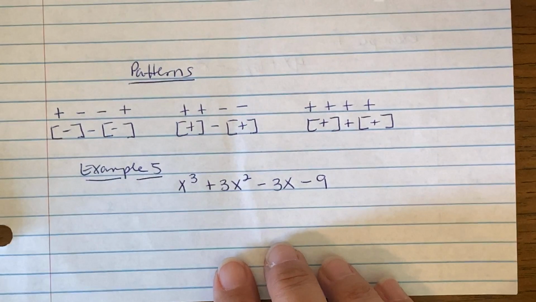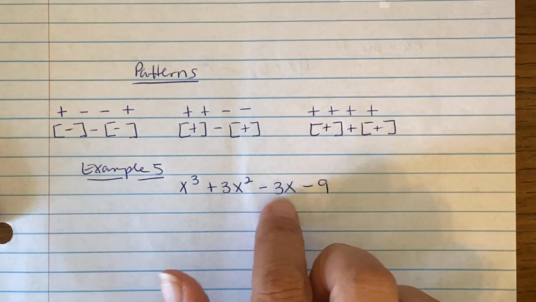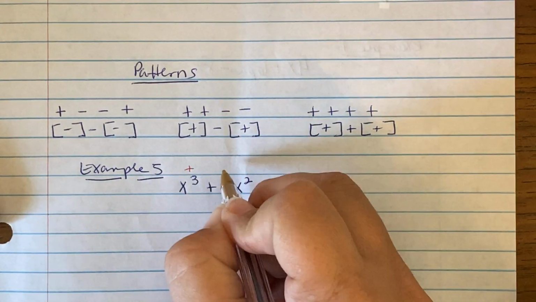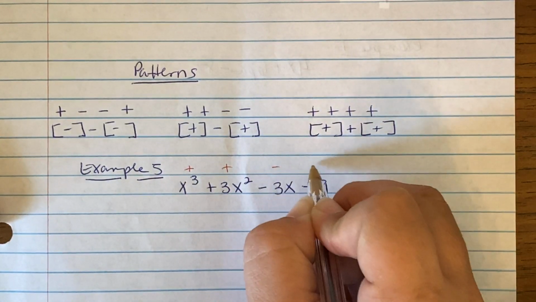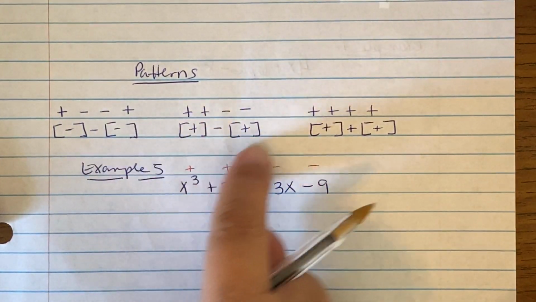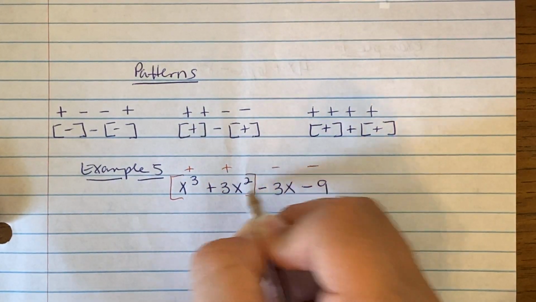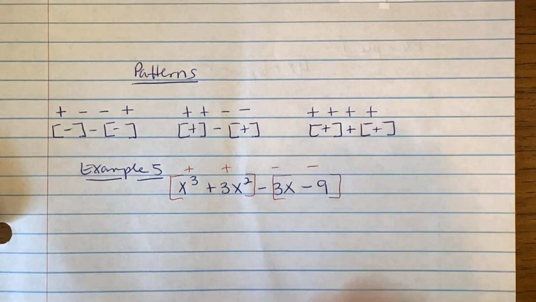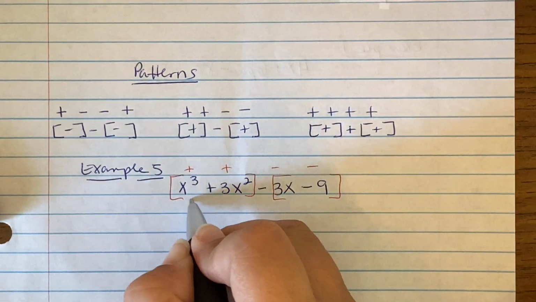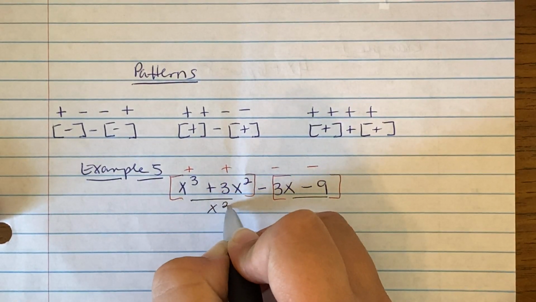So when we look at example 5. It says x cubed plus 3x squared minus 3x minus 9. We have a positive term, a positive term, a negative term, a negative term. So we are going to have positive minus positive, which means bracket the first two terms, bracket the second two terms. We're taking out the GCFs out of the first and the second. So we're taking out an x squared out of the first one.